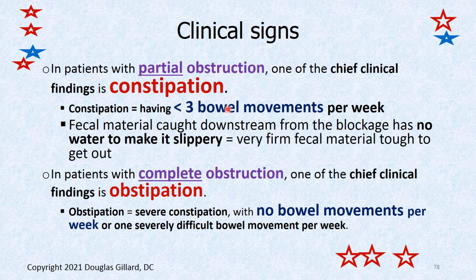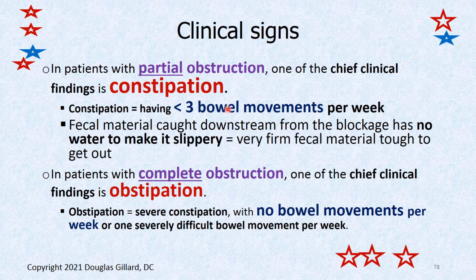Right. Let's see, more clinical signs. Constipation, because there won't be any, or obstipation, right? If there's no bowel movements at all, you have obstipation. Constipation is defined as less than 3 bowel movements per week. So if you've had 1 bowel movement in the last week, you're obstipated.